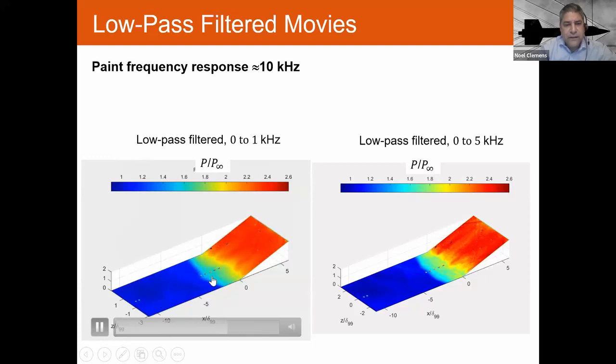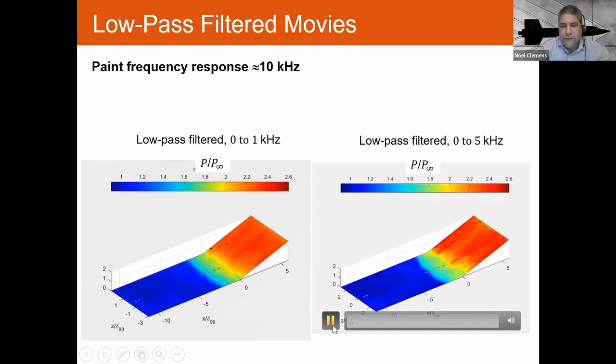But you can see now that the shock foot and the reattachment area are anti-correlated. As the shock foot moves downstream, you get a higher pressure region on the ramp face, as you'd expect. It's a stronger interaction at that point, and when it moves upstream, it gets weaker.